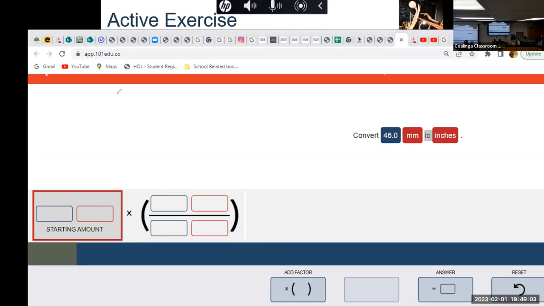So how many of you guys have your periodic table packet? At home, how many of you guys have your periodic table packet? How many? There we go.